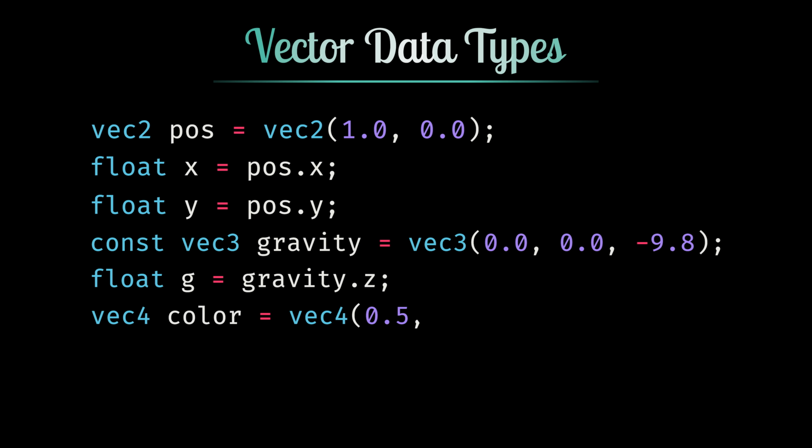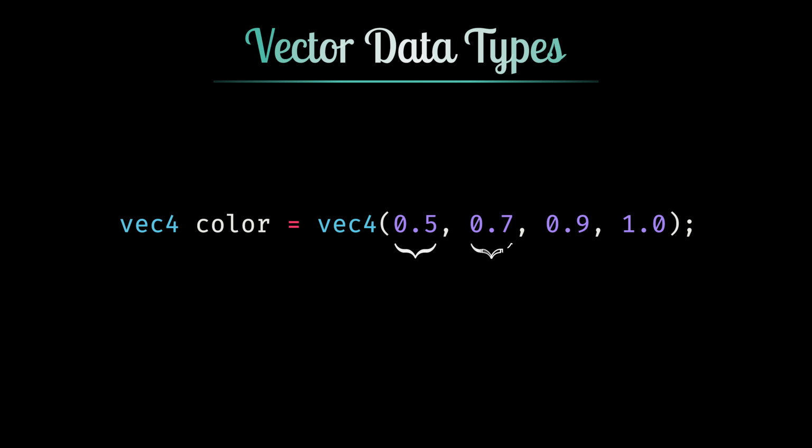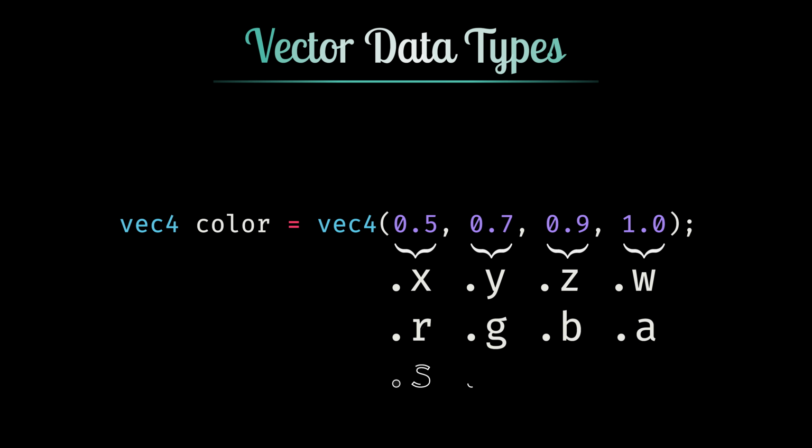Moving on, in case of a vec4 data type like vec4 color, we can use .w to access the fourth component. Now, shaders also offer 2 more different notations to access the components. These are similar to X, Y, Z and W, and the order remains the same. In addition to this, shaders have a unique way of accessing these components.